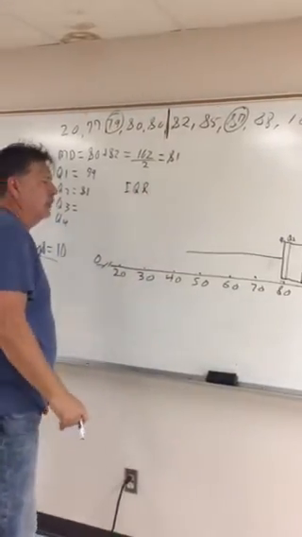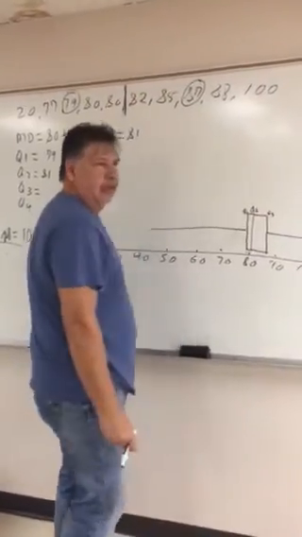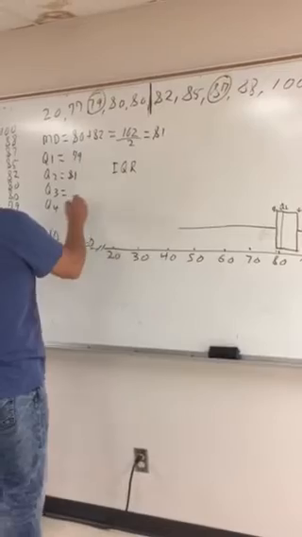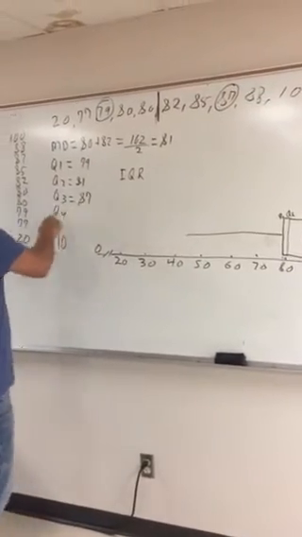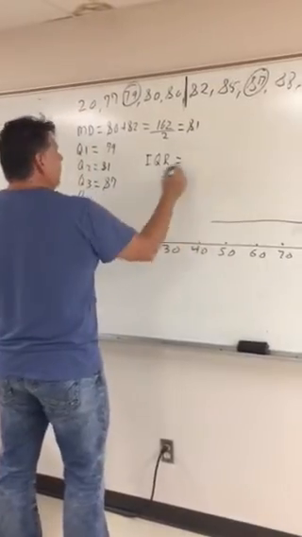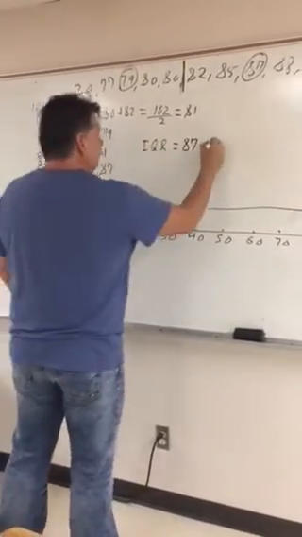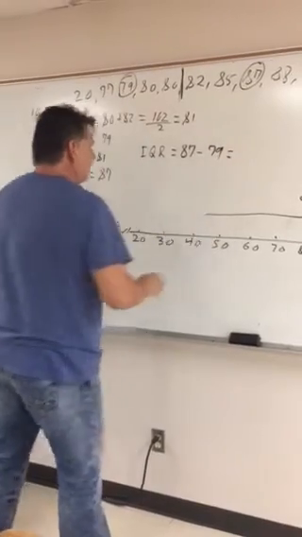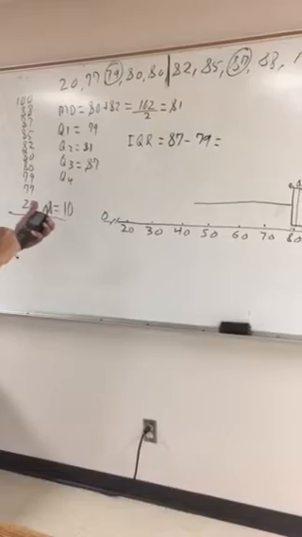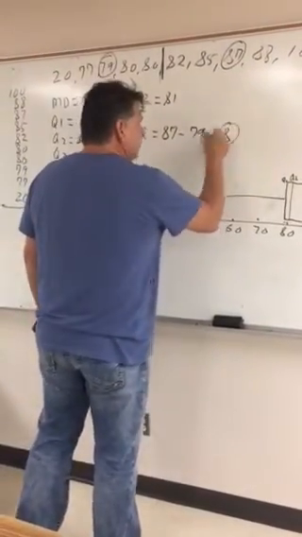So we have what's called an interquartile range. You'll find this in your book. The interquartile range is the range between Q1 and Q3. So I'm going to take the value of Q3, I didn't even put it on there, but it's 87. The interquartile range is going to be 87 minus Q1, which is 79. 87 minus 79 is 8. So my interquartile range is 8.